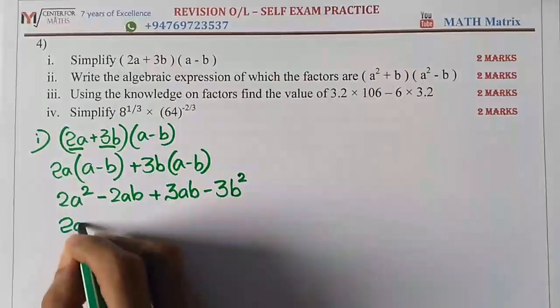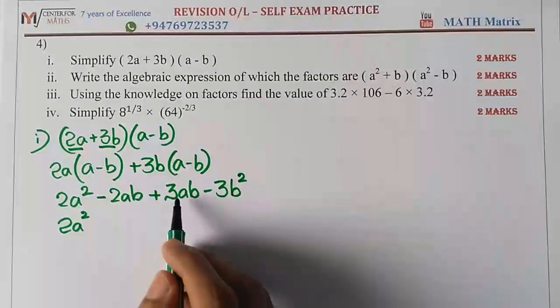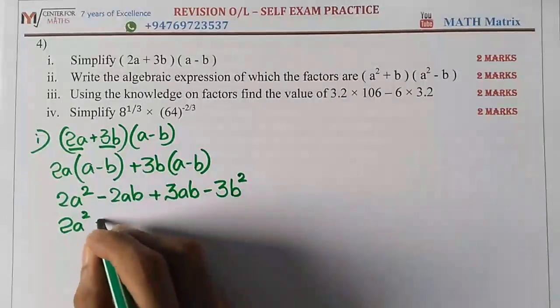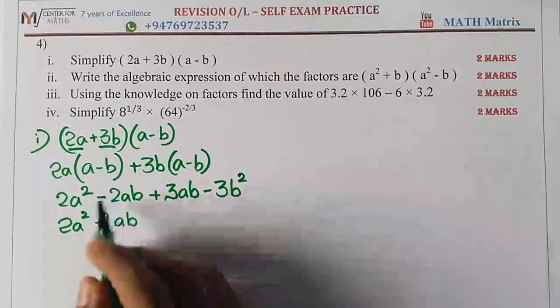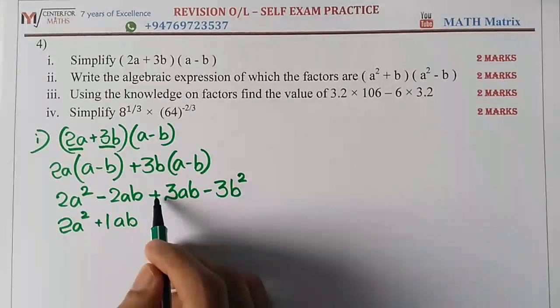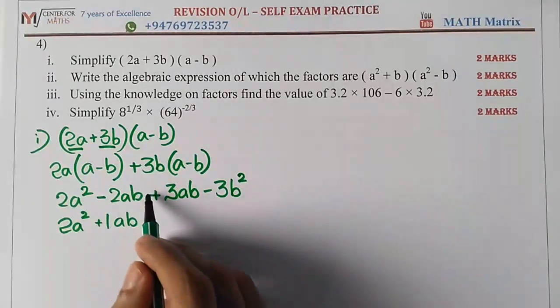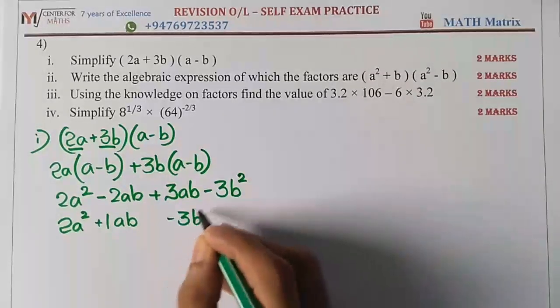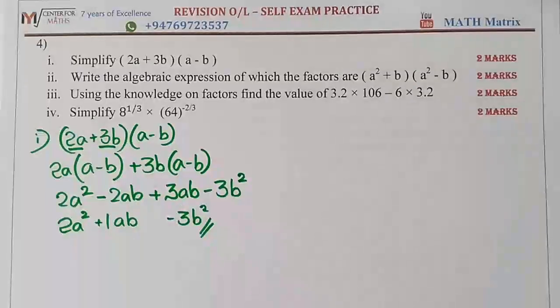Right, so 2a squared, and now here what we have to do: 3ab minus 2ab is just 1ab. Again, you can't say that minus into plus or minus. No, it's not like that. This time we have to go with the highest sign. The reason is there are no multiplication signs here. And the last one, minus 3b squared. That's the answer for the first one.